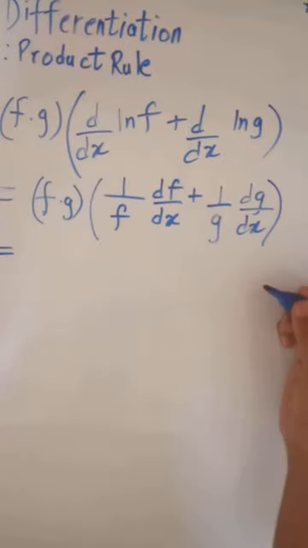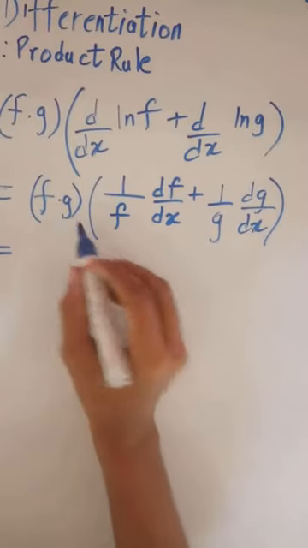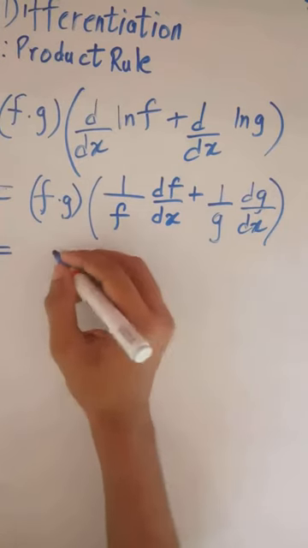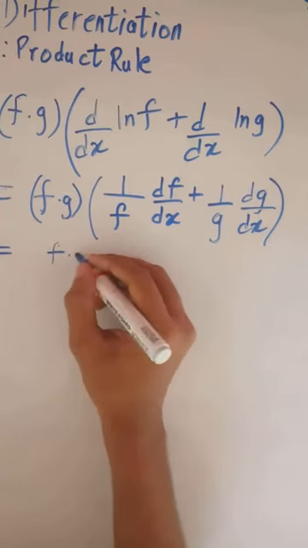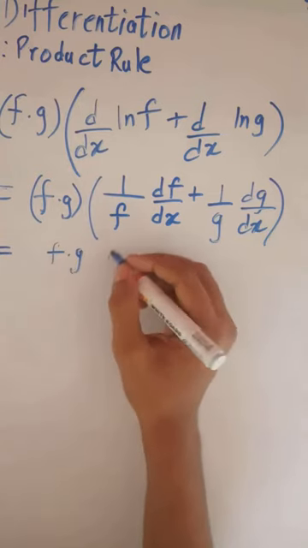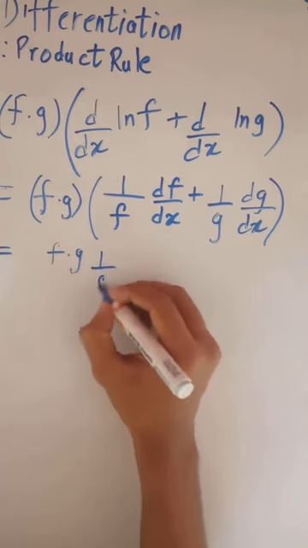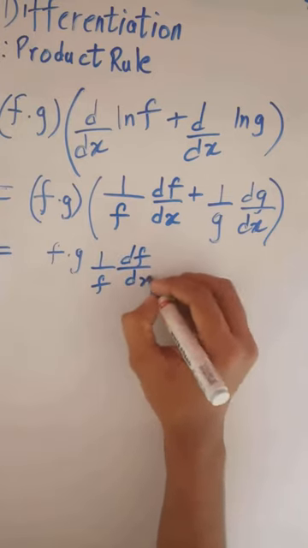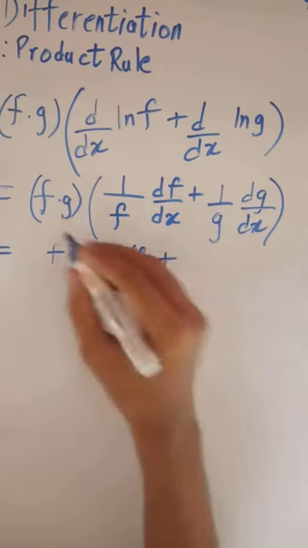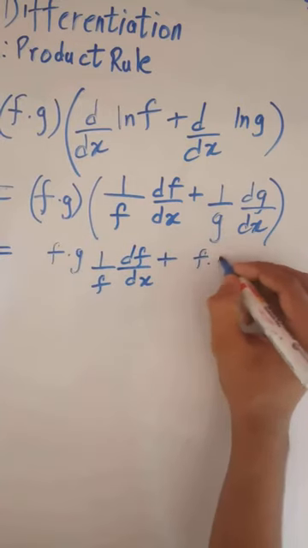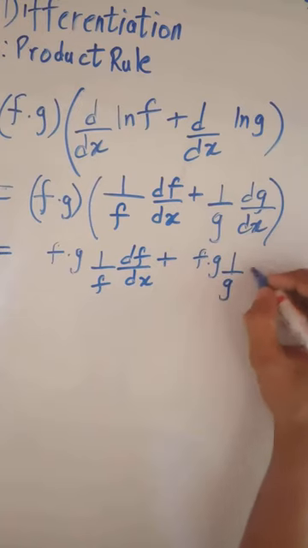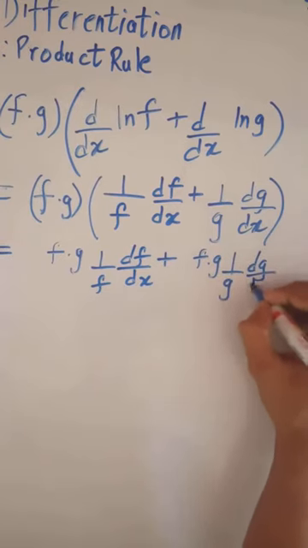And now we are almost done. We just multiply these two terms. So we take this term inside. So this gives us f times g of x multiplied by 1 upon f times the derivative of f, and then we multiply by the second term. So this gives us 1 upon g times the derivative of g.